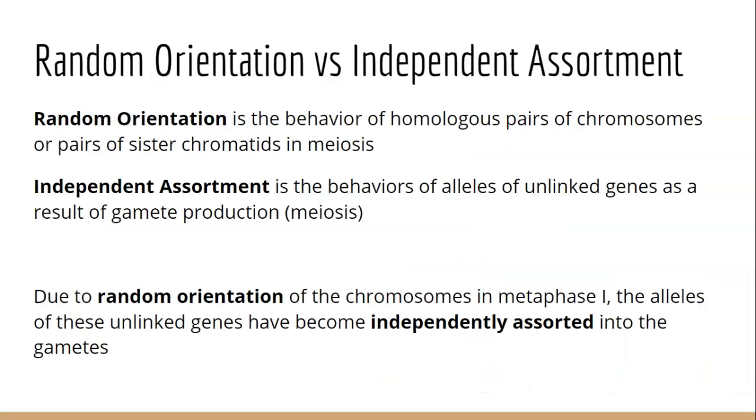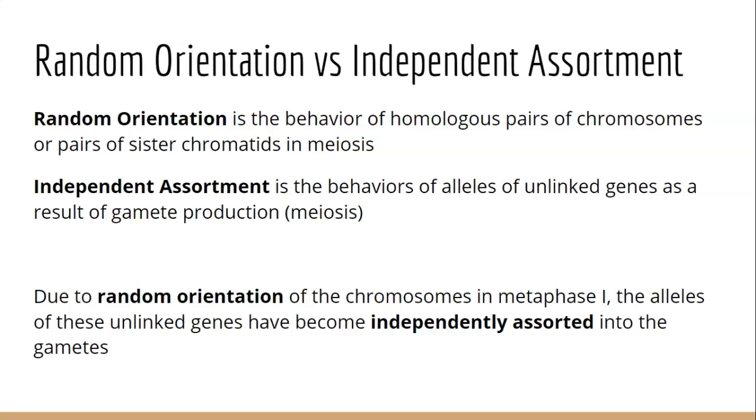A lot of people get these 2 things mixed up, random orientation and independent assortment. Random orientation is the behavior of homologous pairs in meiosis, right? It's how the homologous pairs line up in metaphase in meiosis. And independent assortment is the behavior of the alleles of unlinked genes as a result of meiosis. Now I know that this isn't super different, so this last sentence is kind of important.